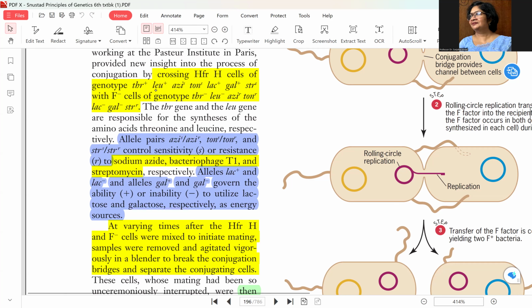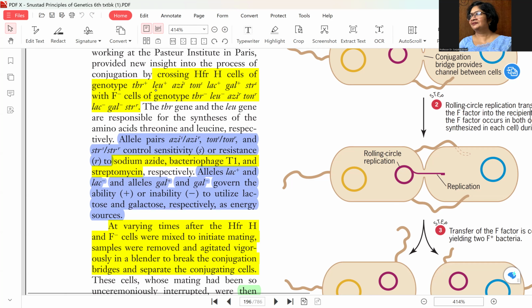TON-S stands for bacteriophage sensitivity gene. That is, if bacteriophages are present in the medium, bacterial cells are killed if they contain the TON-S gene, whereas they are resistant if they carry the TON-R gene. LAC+ and GAL+ are genes which enable bacteria to use lactose and galactose as sources of energy and carbon. That is, if you do not provide them with glucose, but you provide them with either lactose or galactose, they can still break down lactose and galactose as their sources of energy and can survive subsequently.